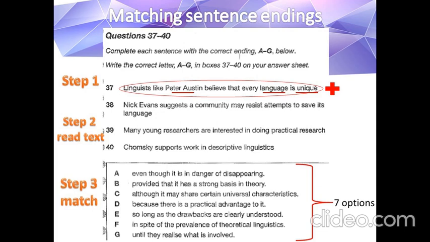Step 2, you need to read the text, particularly about this author, the linguist Peter Austin. And you need to cover all the information that is written in the text about this person so that you can make the judgment and find the other half of the sentence.